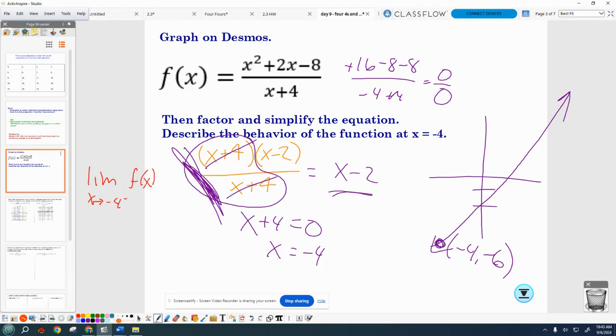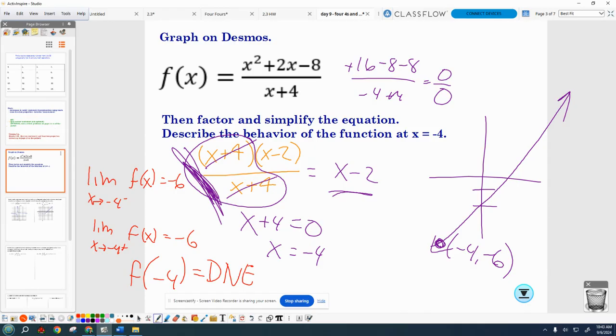So as we go to -4 from the left, it's -6. As we go to -4 from the right of the function, it's also -6. But what is going on with the function at -4 itself? It's undefined. Undefined, doesn't exist. Does that make the total limit -6?